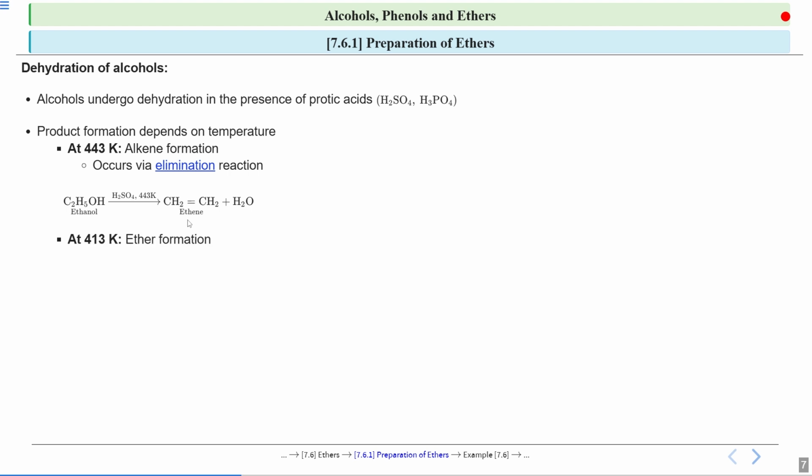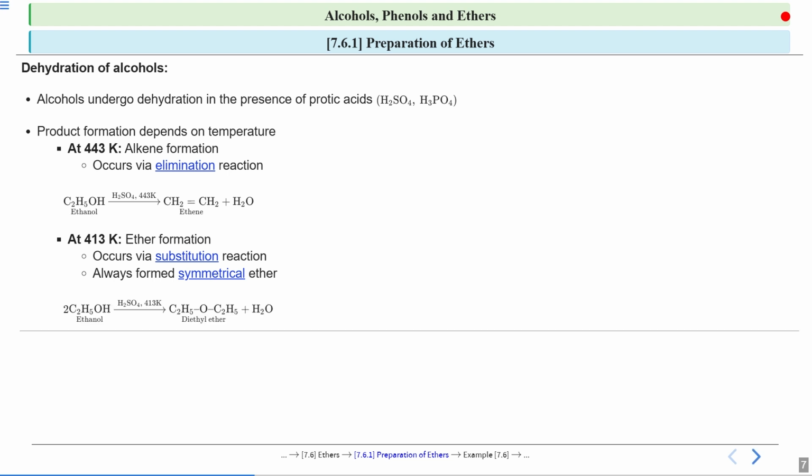Now if the temperature is low, if the temperature is 413 Kelvin, then with your alcohol, ether is being formed. And this reaction occurs by a substitution reaction, that is SN2, bimolecular substitution reaction. So here substitution takes place. And in this case, you will always form a symmetrical ether.